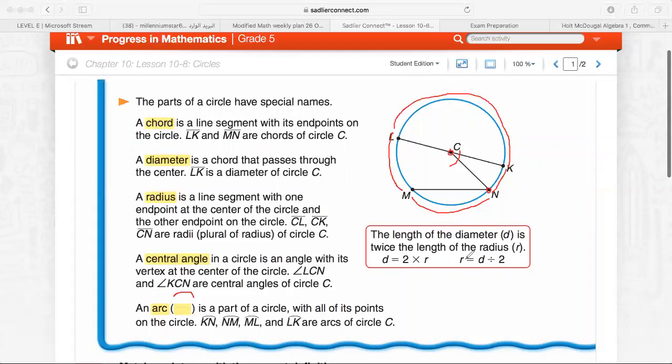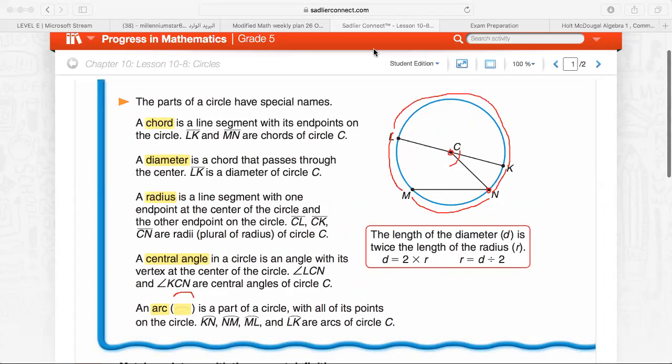And R is D divided by 2. Why? Because like LK is a diameter and CK is a radius. LK is twice R. Twice means 2 times, so D is 2 times R. So R is D divided by 2.